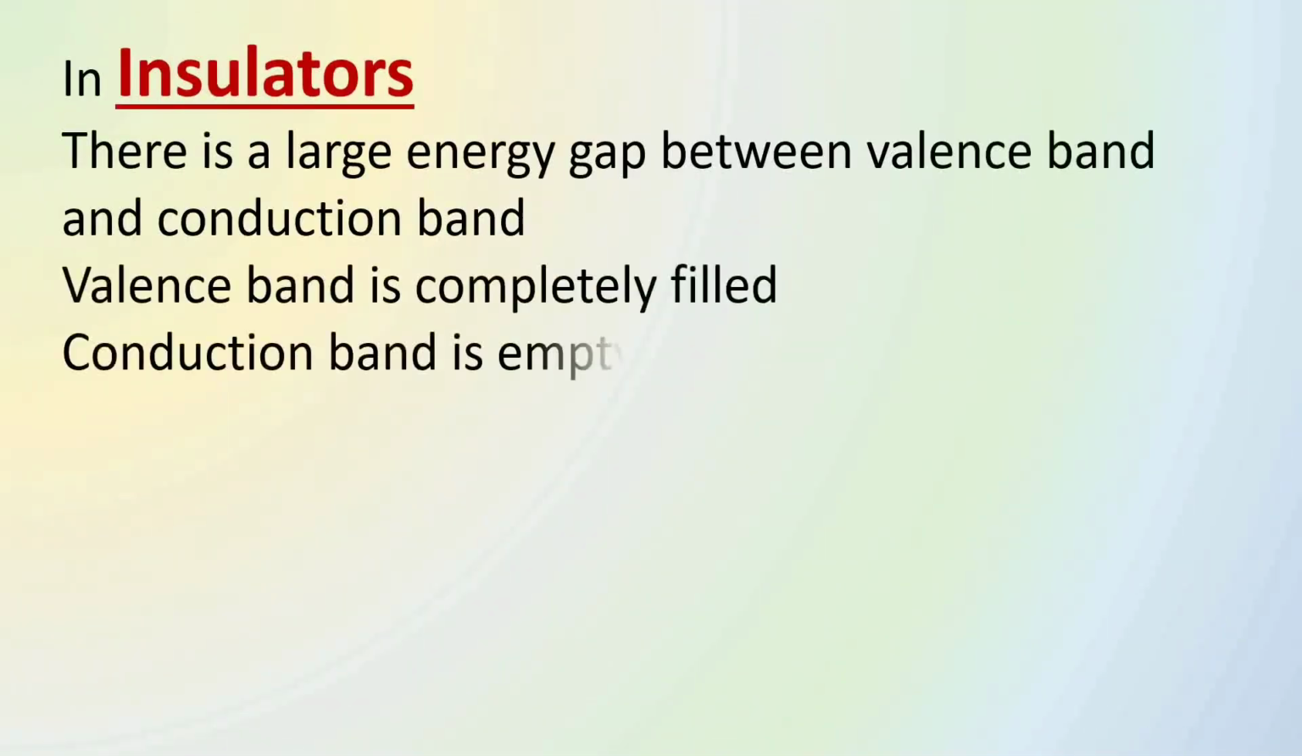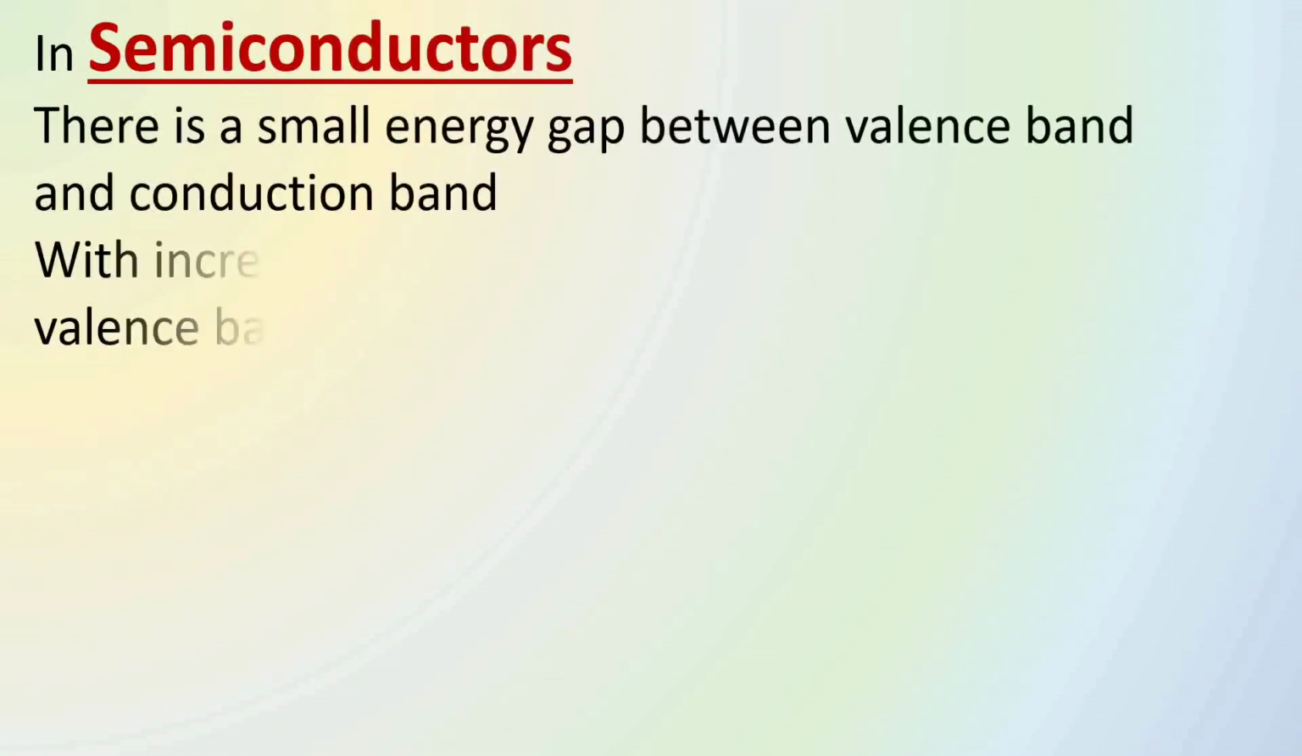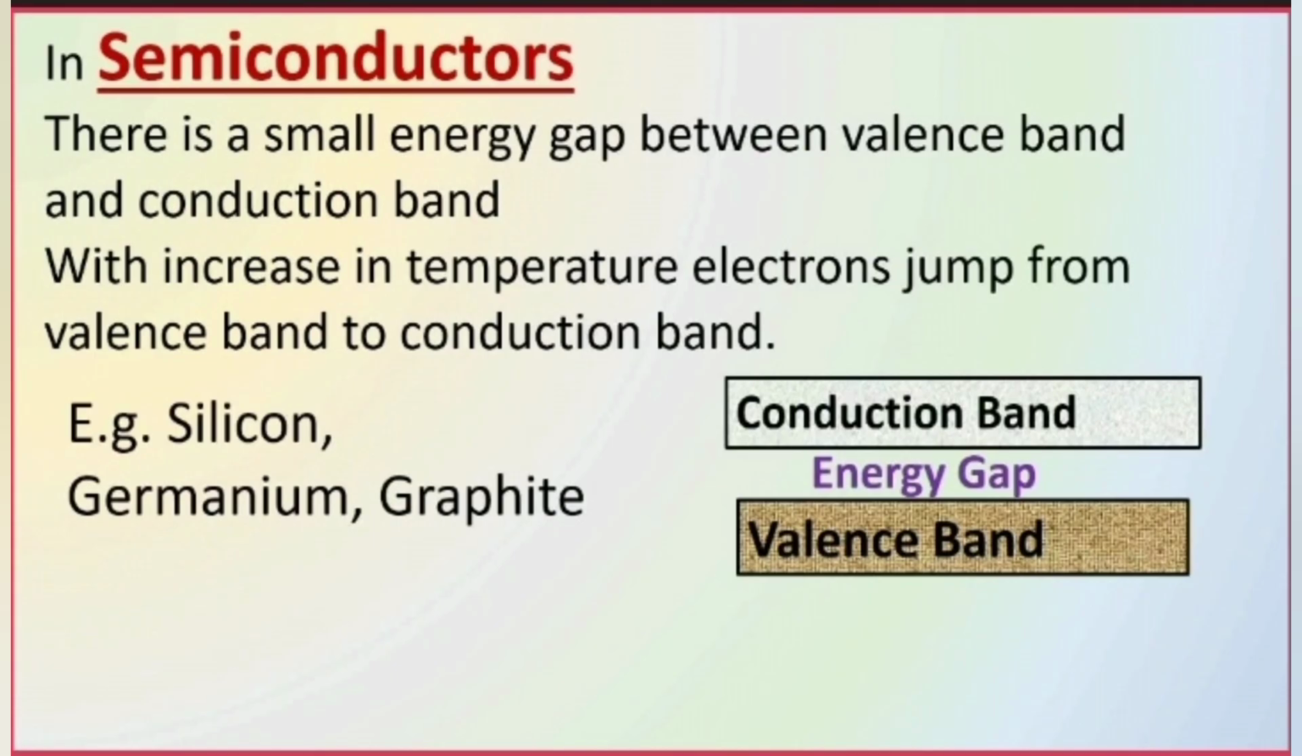In insulators, there is a large energy gap between valence band and conduction band. Valence band is completely filled while conduction band is empty. So there is no conduction of electricity. For example, in diamond, paper, glass, bakelite. In semiconductors, there is a small energy gap between valence band and conduction band. With increase in temperature, electrons can jump from valence band to conduction band and electricity conduction may occur. For example, in silicon, germanium, graphite, etc.